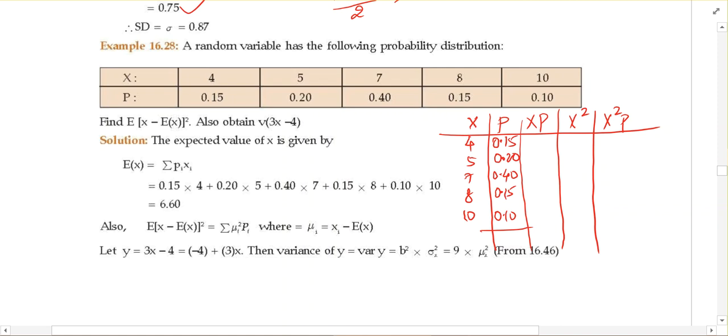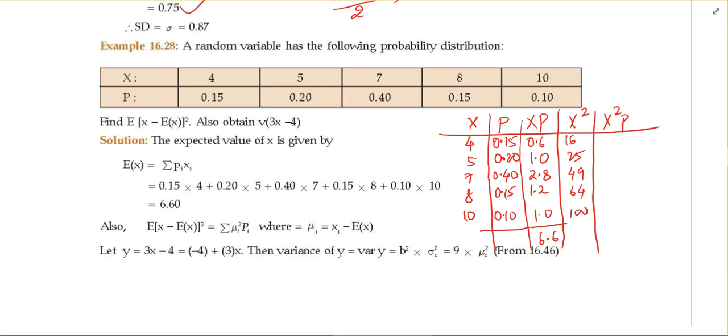Now xp, this is 0.6, this is 1.0, this is 2.8, this is 1.2, and this is 1. So this will be 6, 1, 1, 2 into 4 into 6.6. Okay, x square is 16, 25, 49, 64, and 100. But let's take a look at the question. Find E(X) minus (E(X)) square, that is it is asking us to find variance.